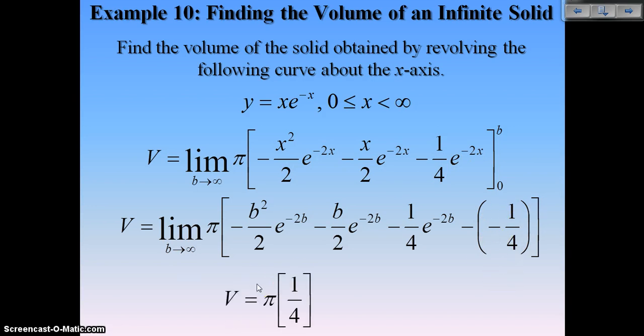Simplifying this just a little bit, look what's going to happen. You see this negative right here in b, that moves the e to the bottom. Infinity on the bottom would make this go away. It becomes 0. That has a negative. It becomes 0 for the same reason. That has a negative. It becomes 0 for the same reason. And so all I'm left with on the inside is this negative 1/4. And then the pi on the outside. So the volume is pi over 4.